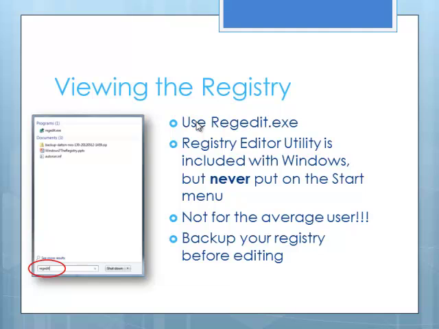How do you look at the registry? There's a tool called Regedit that allows you to look at the registry and make changes. Now, this tool is never put on the Start menu because it's not for the average user to use. It's very important, if you're going to make any changes through the Reg Editor, to back up your registry first. And I'm going to show you a few different ways to do that backup.